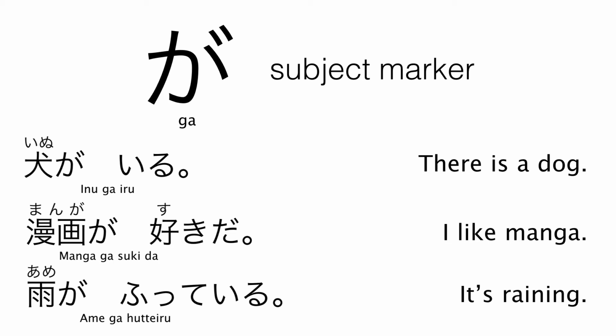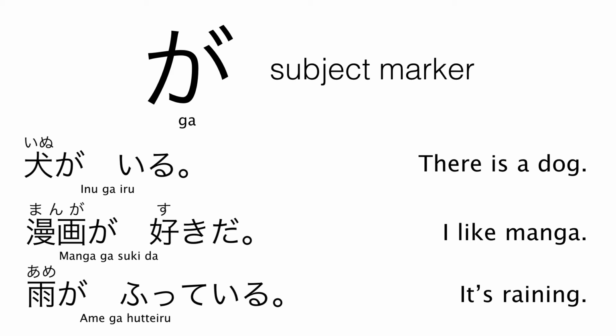But if you look at the English translations, you might think, hey, ga doesn't necessarily mark the subject of a sentence at all. For example, in the English sentence, there is a dog. The subject is there, not a dog. Or the next sentence, I like manga. I is the subject, not manga, and so on and on. Therefore, it's very important to understand that usually the English translation of a Japanese sentence is not literal. It's translated in a way that it sounds natural to English speakers' ears instead of respecting the Japanese sentence structure.